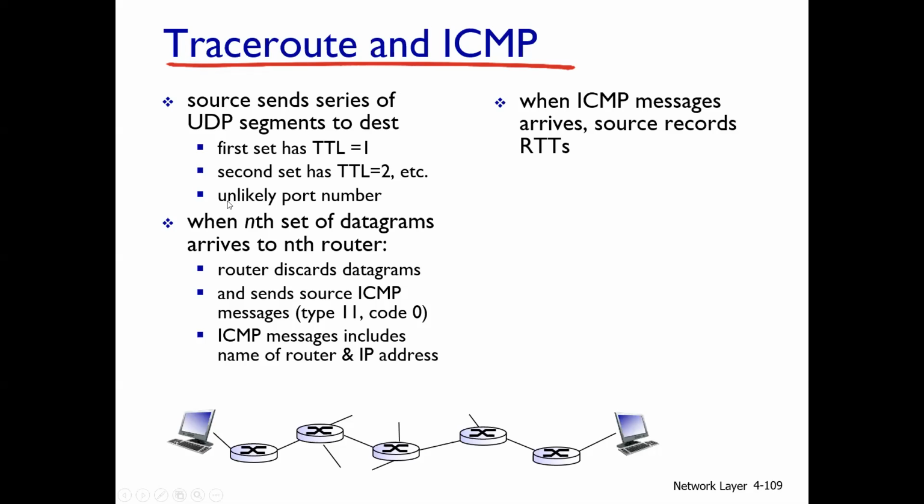Now the UDP packet contains an unlikely port number, which means it's a port number which is not being used, okay? So ultimately your IP packet will get to the destination, and because it has an unlikely port number, you're going to get an error back, an ICMP packet, telling you this is an unreachable port number at this destination. Okay? So basically what you're doing is transmitting probes, first with the TTL equal to 1, and you're getting back the round trip times as well as the IP address of this particular router.